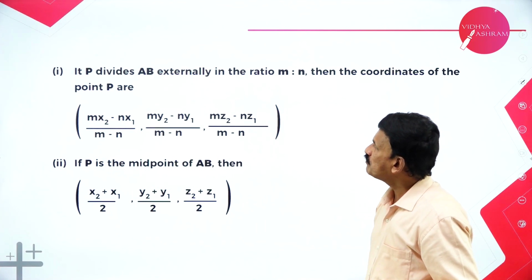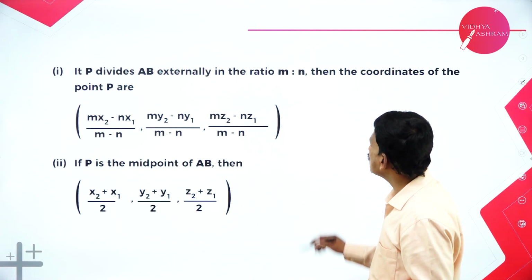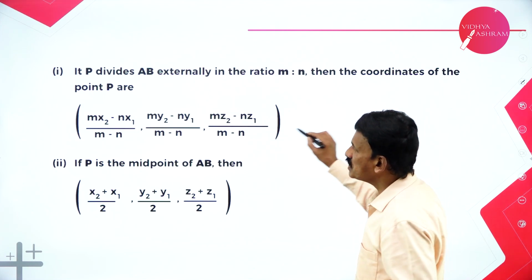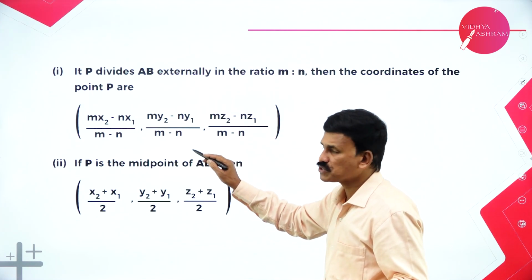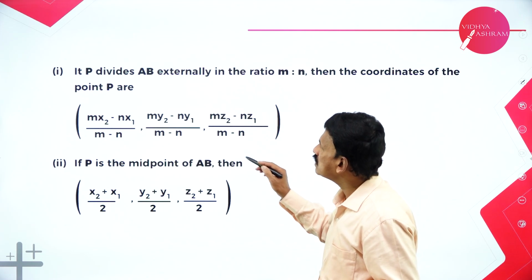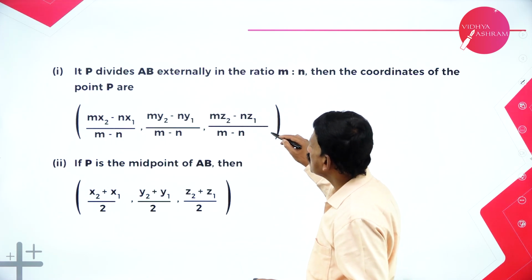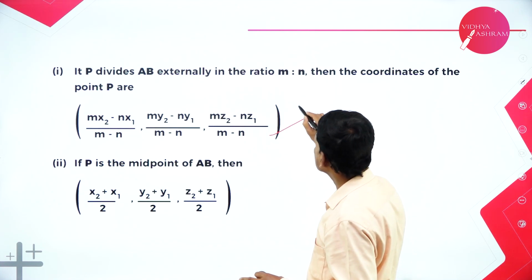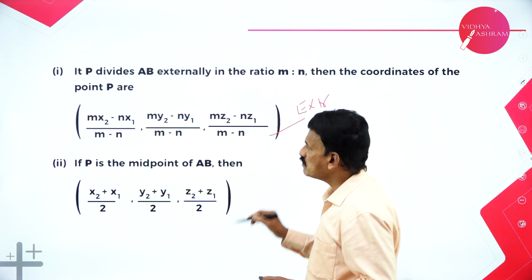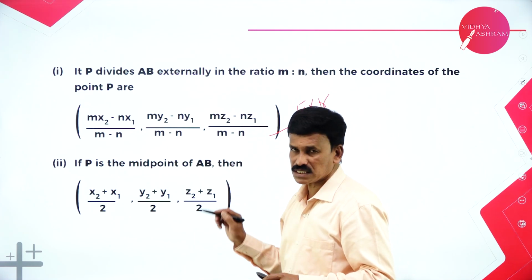Now, if P divides AB externally in the ratio m is to n, then the coordinates of P are given by (mx2 - nx1)/(m - n), (my2 - ny1)/(m - n), and (mz2 - nz1)/(m - n). These are called the external division. And similarly, the internal one has a plus, right?